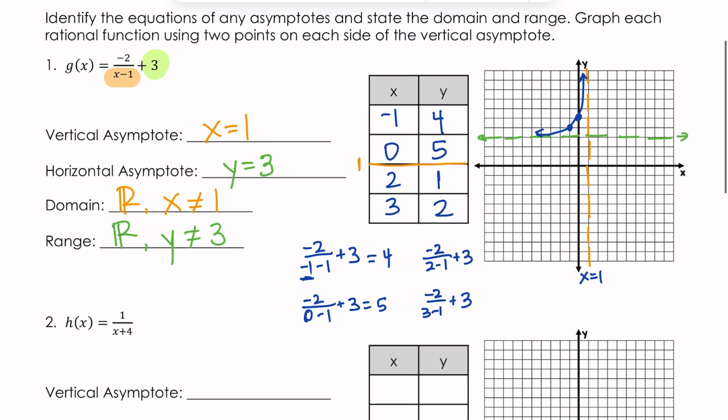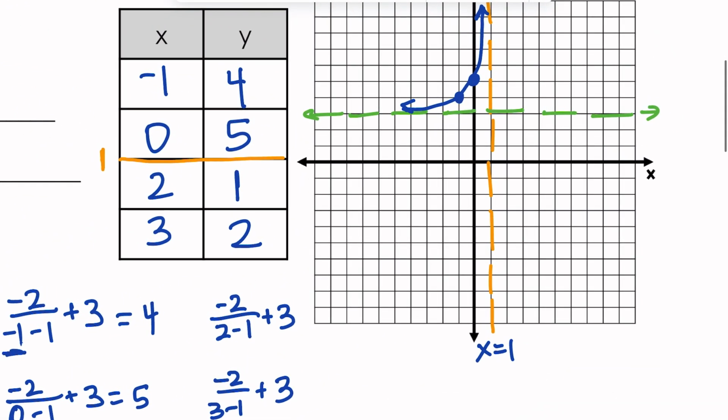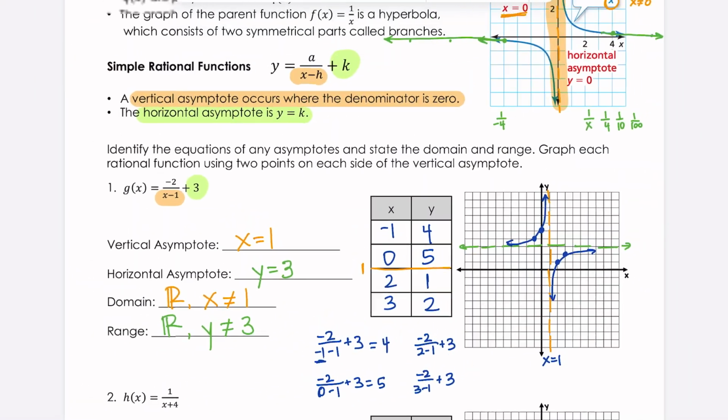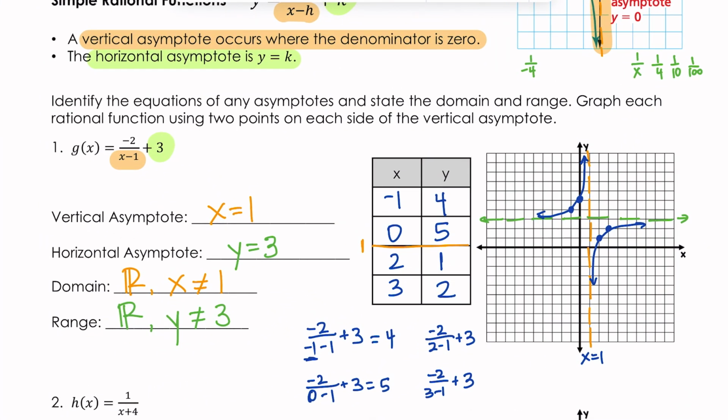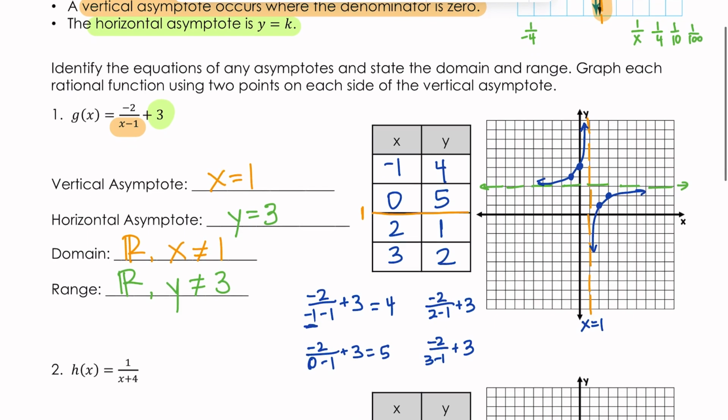So my last 2 points here, +2 comma 1 is here, and then +3 up 2 is there. So those 2 points are going to help me to form this second branch. Again, curving with the asymptotes through those 2 points. And that is how we graph one of these rational functions. So we're going to find all the parts and then also plot the points.